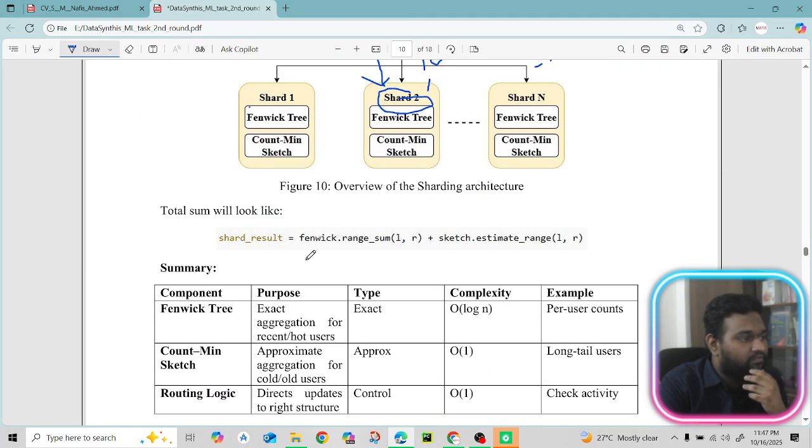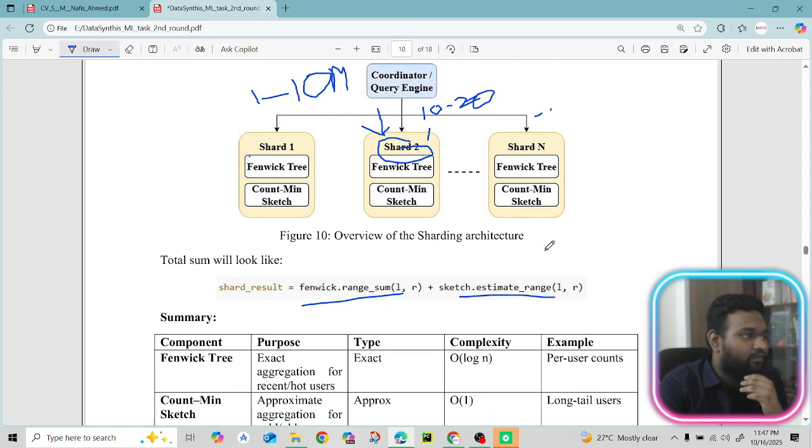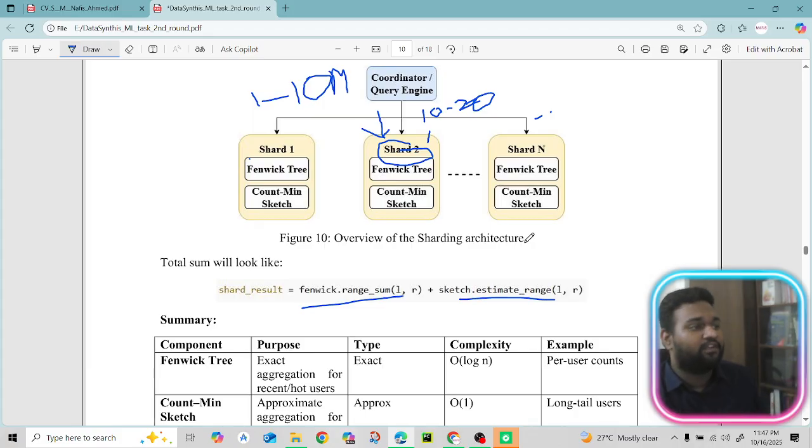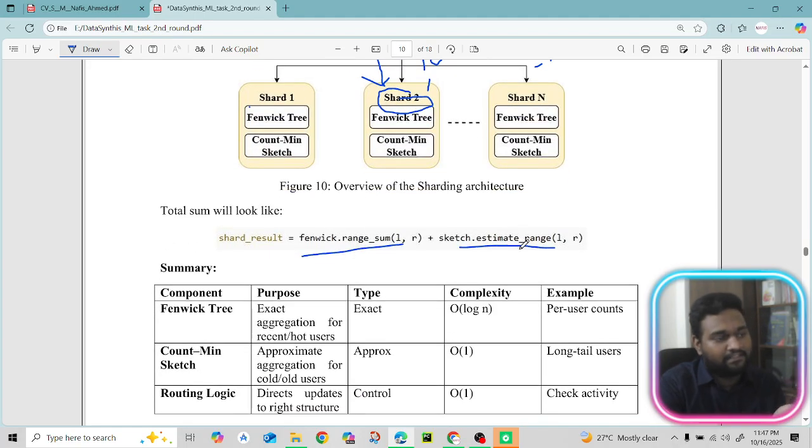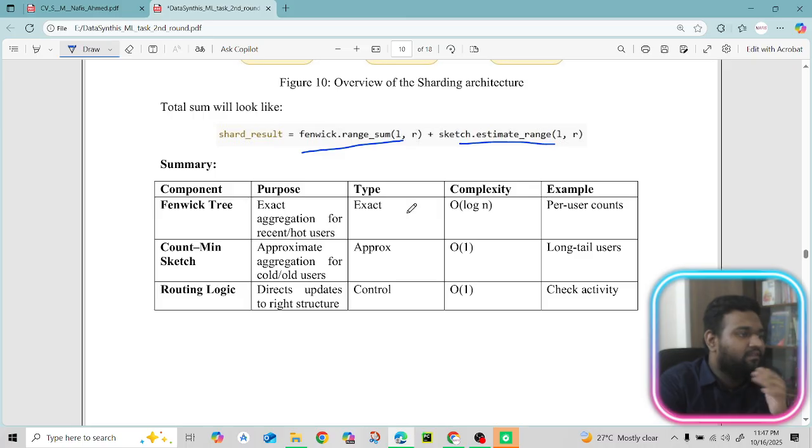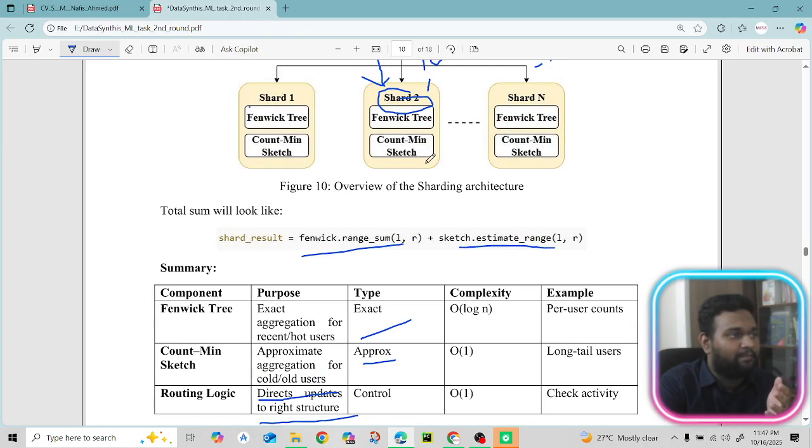So what the chat result gives, the Fenwick sum and the sketch estimate sum, because I am proposing, because the question said to design a data structure. So I have designed a hybrid aggregator. In the hybrid aggregator, I'm using Fenwick tree and count min sketch. So the sum will be Fenwick sum and the sketch estimate sum. In summary, Fenwick tree is for exact, count min is for approximate, and routing logic is for the direct update to the right structure. As I said, I'm currently at this position, so I need to update this one, not the other one.